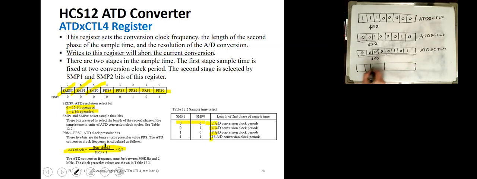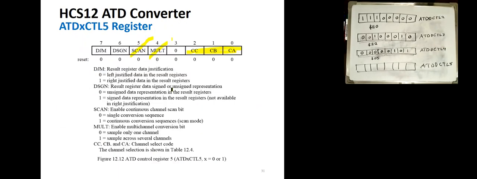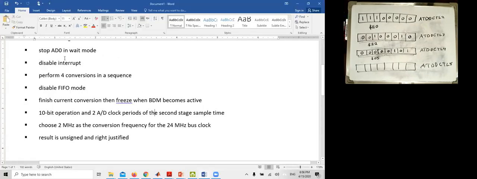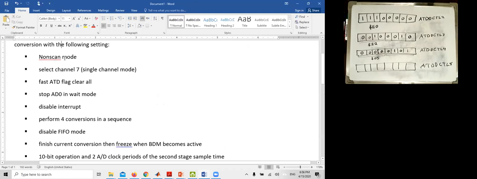The last control register is A to D 0 control register 5. So this is kind of, let's say, an advanced A to D converter module. There are a lot of options that you can control, thus you have too many registers to work with. If we go to control register number 5, basically it has to do with the channel to start with, the scan mode, the multi-channel, the sign representation, signed or unsigned, and the justification. So let's go back to the requirements. The requirements tell us that it is non-scan mode.